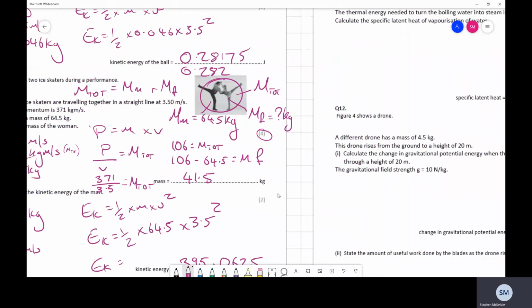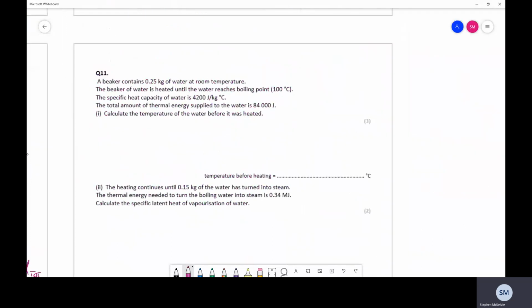A beaker contains 0.25 kilograms of water at room temperature. The beaker of water is heated until the water reaches boiling point of 100 degrees Celsius. The specific heat capacity of water is 4,200 joules per kilogram degree Celsius. The total amount of energy supplied to the water is 84,000 joules. Calculate the temperature of the water before it was heated.